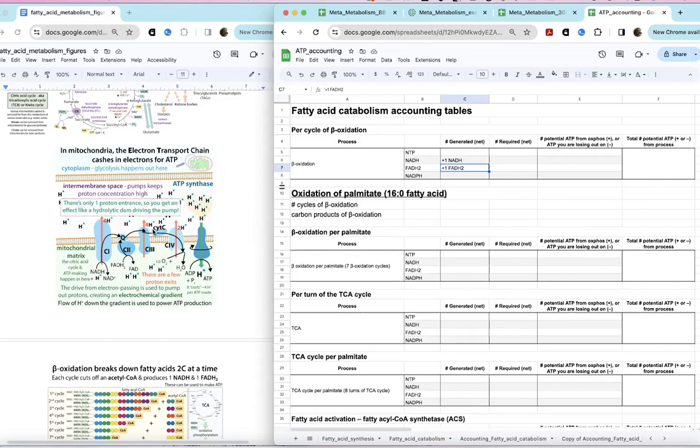But if we consider the maximum, the normal, I like to consider 2.5 for NADH and 1.5 for FADH2. Sometimes you'll see it rounded to 3 and 2, but the way that I get 2.5 is that each NADH comes in at complex 1. That's going to pump out 4 protons in complex 1, 4 protons in complex 3, and 2 protons in complex 4, for a total of 10 protons pumped out, and it takes about 4 protons per ATP made.